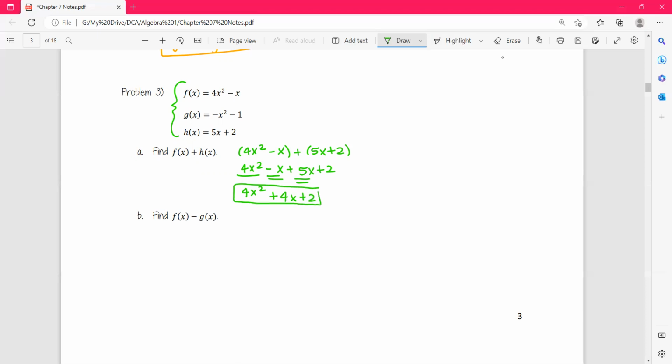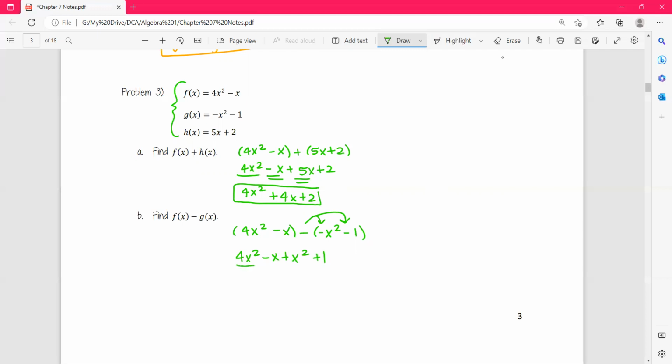Okay, and then we can check out b. F of x is 4x squared minus x, minus g of x is negative x squared minus 1. Going to rewrite this without parentheses, remembering to distribute this negative. First polynomial stays the same. Negative x squared becomes a positive x squared. Negative 1 becomes a positive 1.